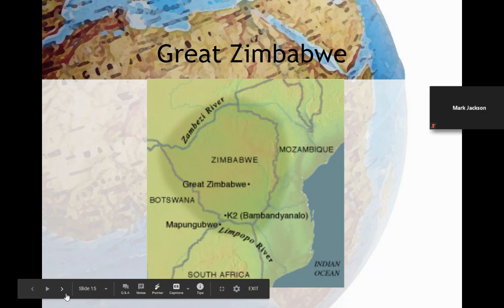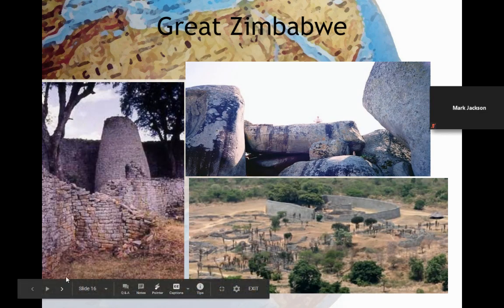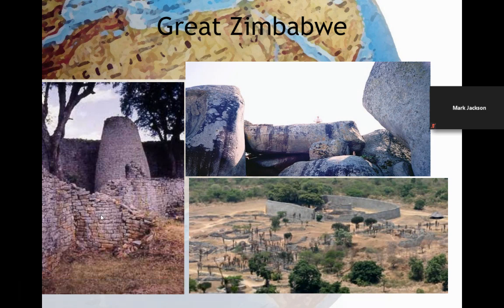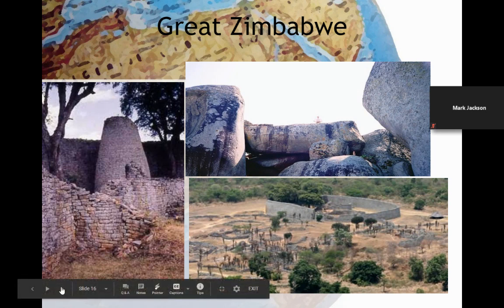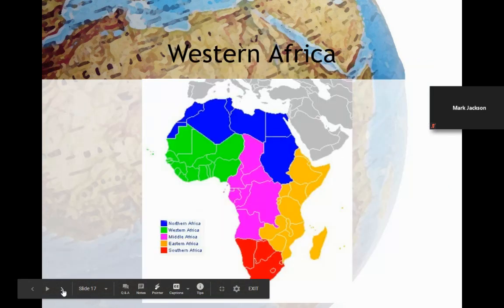Here's a map. And here are their buildings. They made these out of solid stone. And no one knows how they built them, why they built them, or what their purpose was. They believe this larger circular structure was the palace, and these smaller ones were residential. But again, they were more known for their architecture.